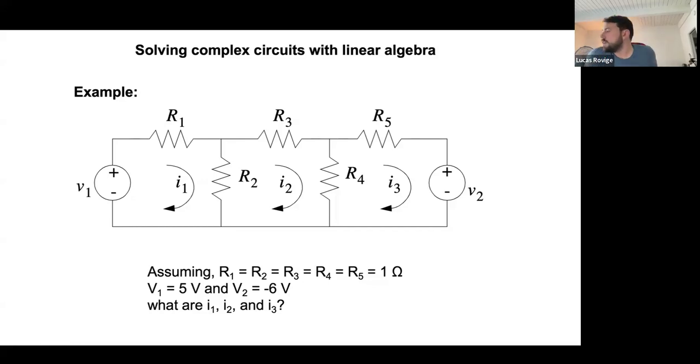Okay. So there's another method. It's basically the same method, but we'll see that we can solve those circuits using linear algebra.